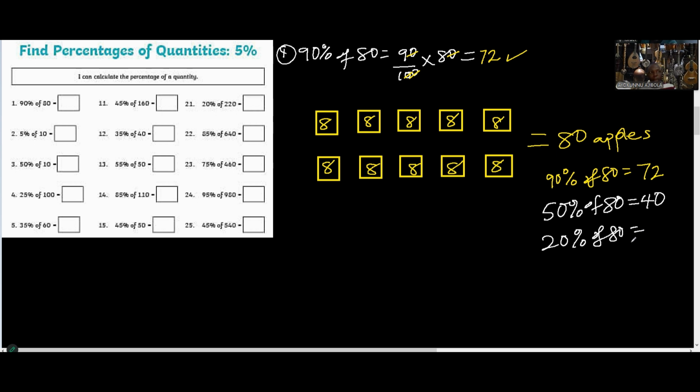How many are in the two boxes? Let me see. How many are in the two boxes? 16. So 20% of 80 is what? 16.